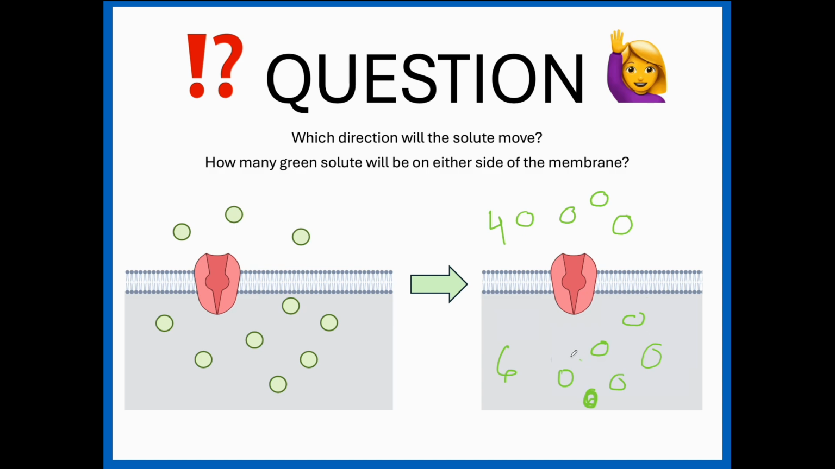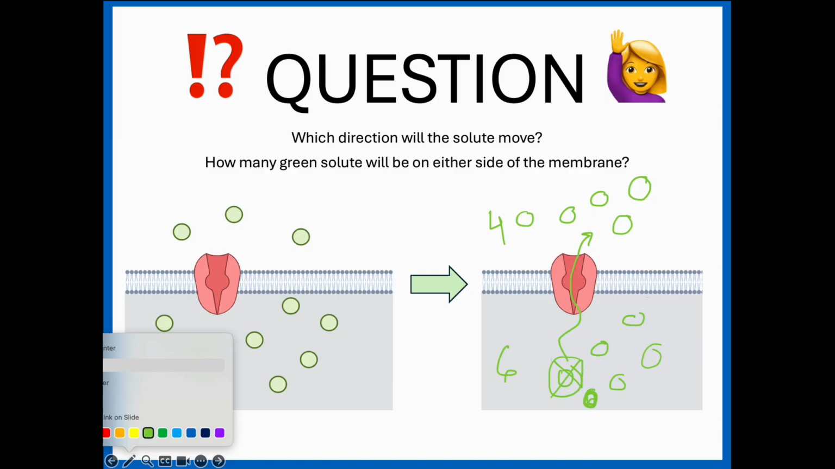Now I'm going to take one of these and transport them over to this side, right? 1, 2, 3, 4. So now I'm going to have 5 on this side, and this one will go away, right? Because it got transported over. So let me erase this one, okay?